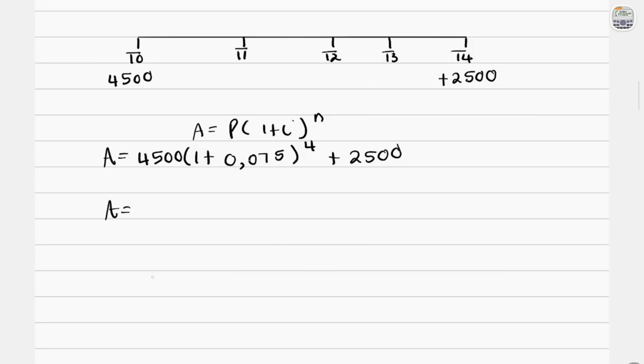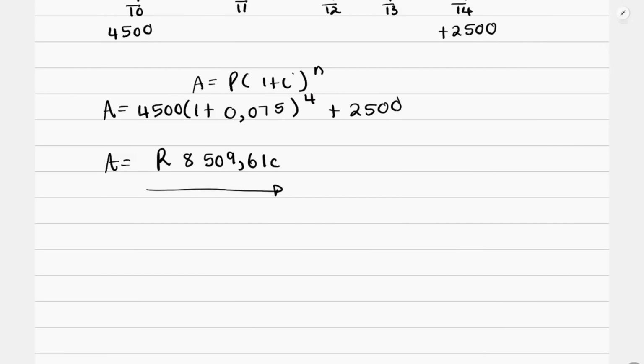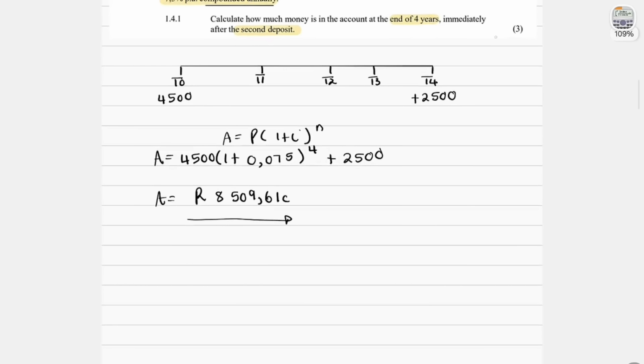And we can finally find our answer. And our final answer, the final amount in her account, will be 8,509 Rand and 61 cents. And that is our answer. Moving on to the next question.